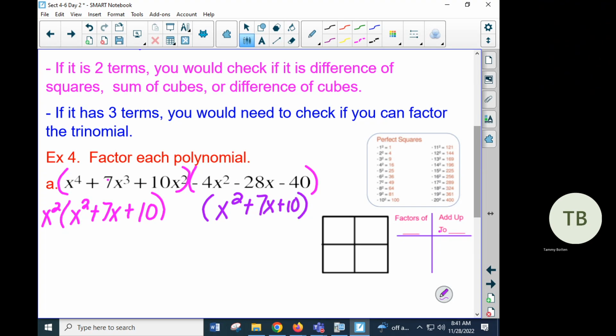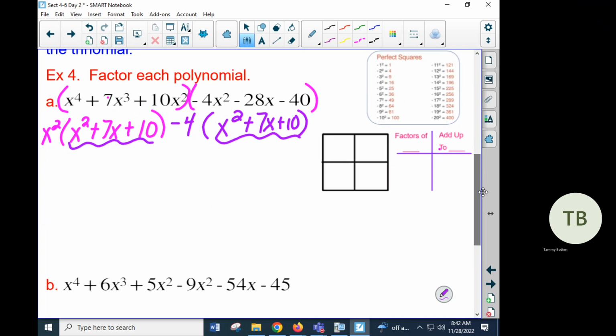Because I always know that this parenthesis and this parenthesis have to be the same. So then I would look at what I would have here so that that times x squared gives me -4x squared, and that would be -4. -4 times 7x is -28x, and -4 times 10 is -40. So that is correct. When you go to do your answer then, you can put either one of these first.